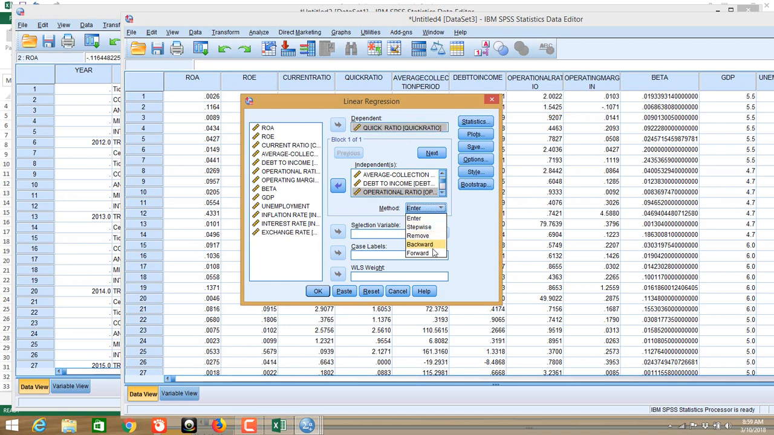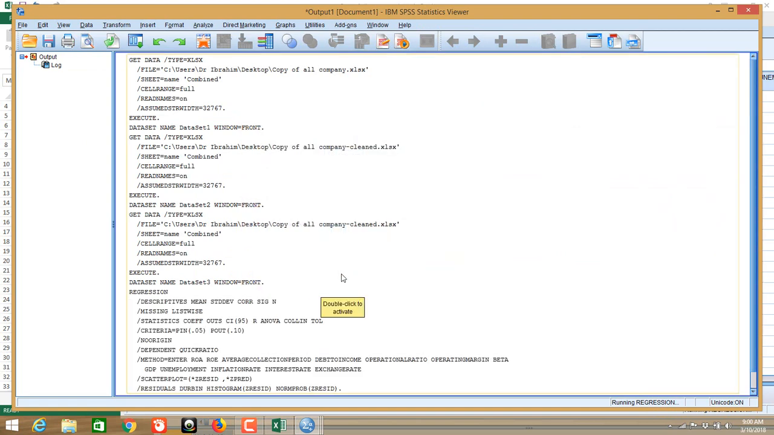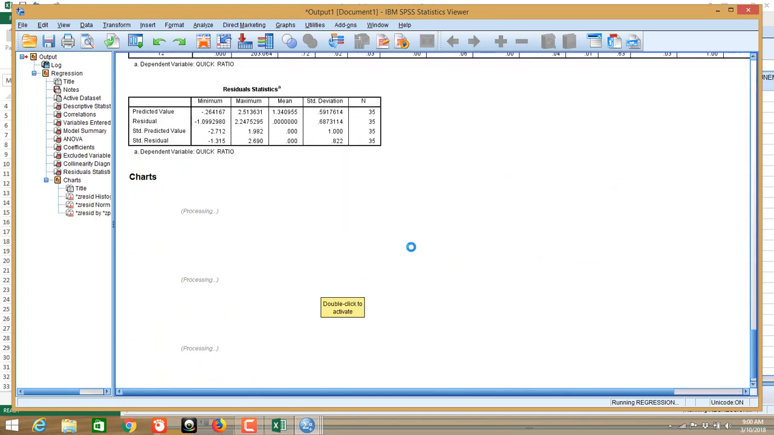Automatically it will choose for you which one has the most influence. Which of these you should use depends on your research objective, but commonly we use the enter method. The most common we use is enter. Now when your method is set, just click okay. See? Now let the system do the magic.